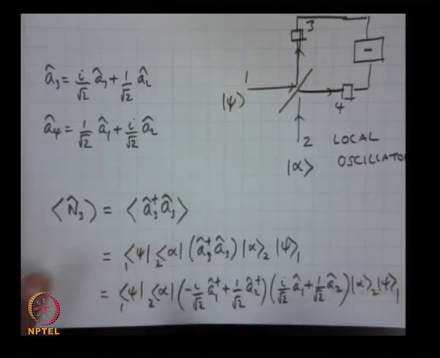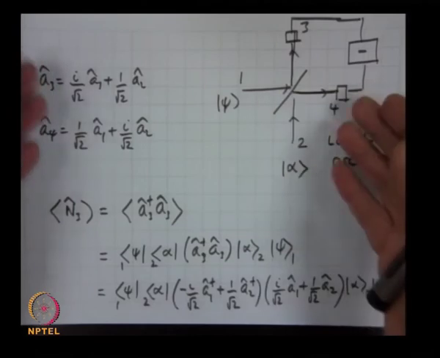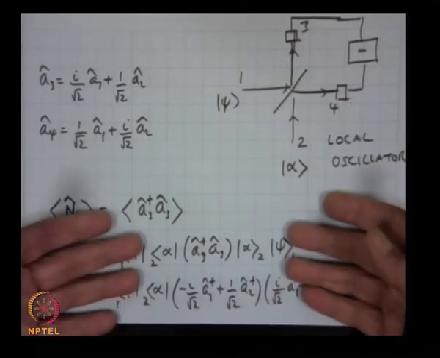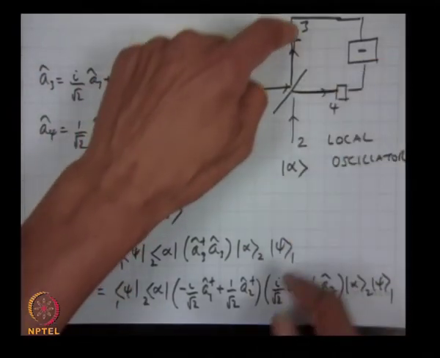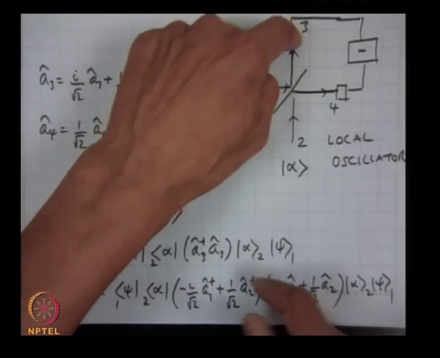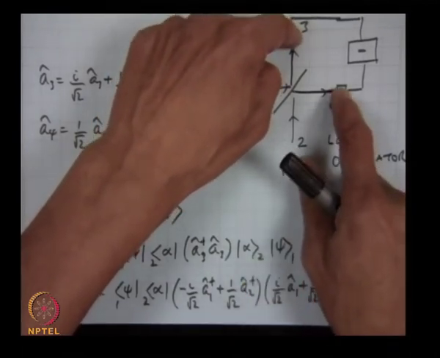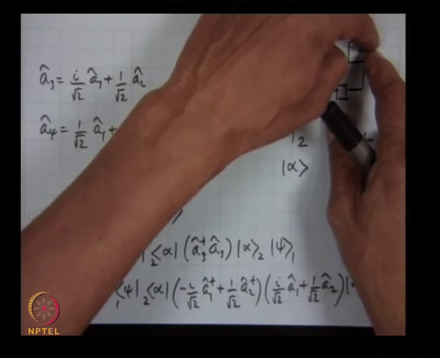Okay? So this is a prelude to what I'm going to discuss, because I'm going to use the same procedure in calculating the expectation value of the photon numbers here and here, which I will subtract when I go through the electronics processing here.